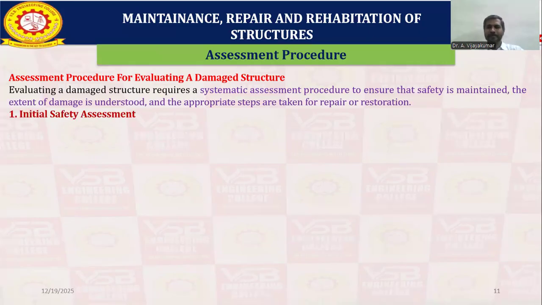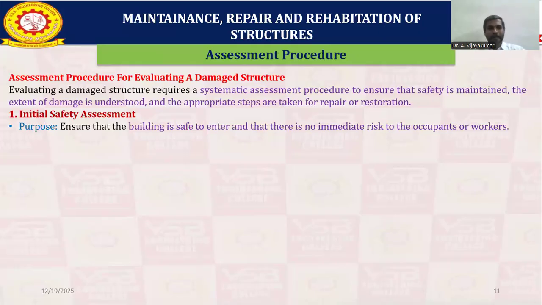So, initial safety assessment: when you have an old damaged building, more than 50, 70 or 100 years old, we need to take care during assessment. Okay, so what is the initial step? The initial safety assessment step. So what is the purpose? Ensure that the building is safe to enter.